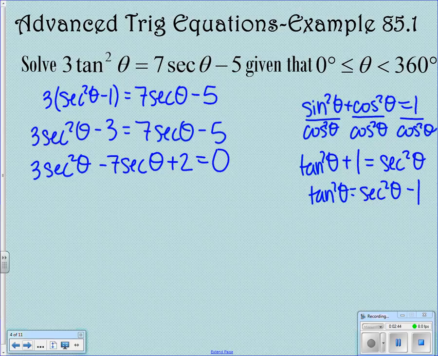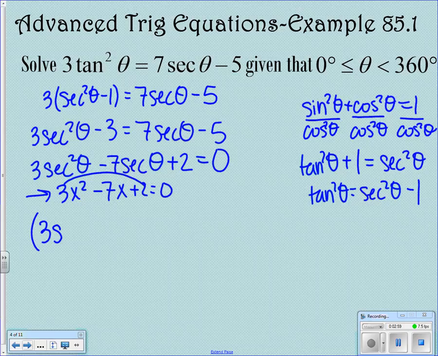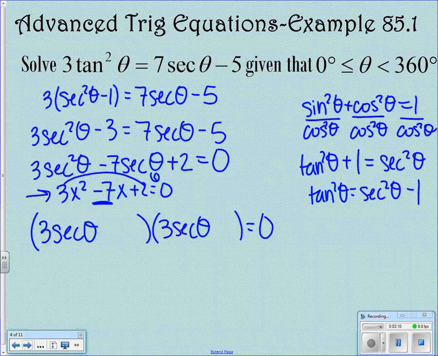Now we want to factor this. This is in the very same concept as 3x squared minus 7x plus 2 equals 0. So you're going to do a remove, replace, reduce, just like you would do for this one. So we're going to have 3 secant of theta, because that's what our x is, 3 secant of theta. And then we want to know what multiplies to give us a 6 and adds to give us a negative 7. Well, that would be negative 6 and negative 1.